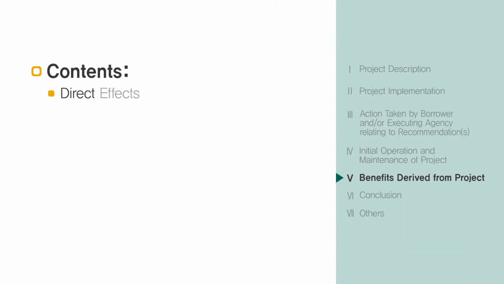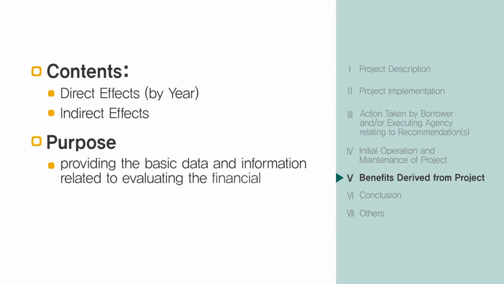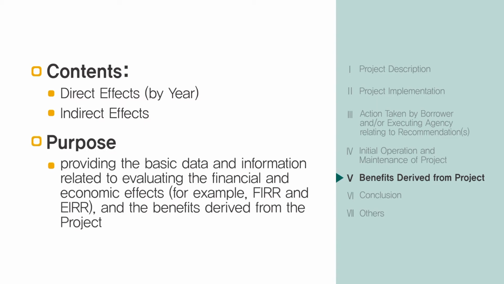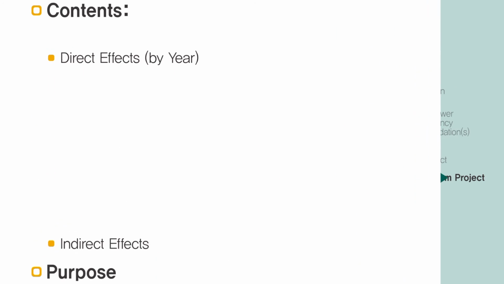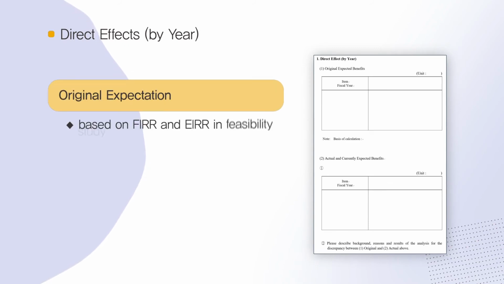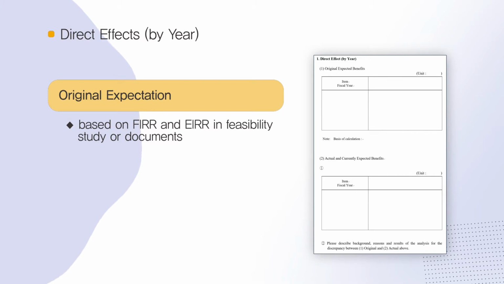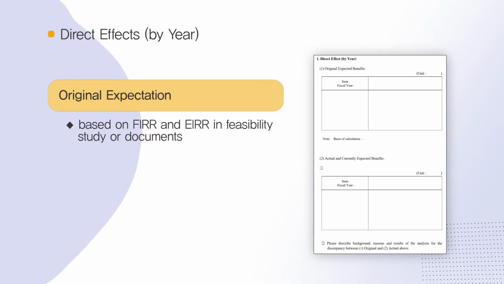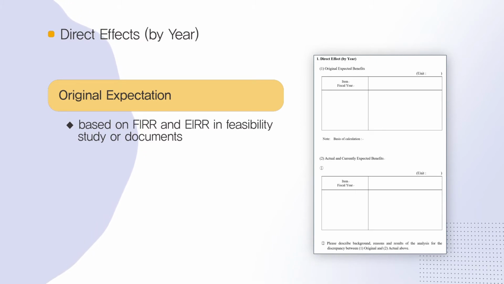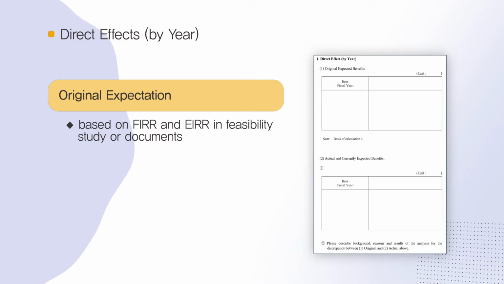This article contains direct and indirect benefits of the project. This section deals with the basic data and information related to evaluating the financial and economic effects, for example, financial internal rate of return and economic internal rate of return, and the benefits derived from the project. Original expectation is based on the financial internal rate of return, FIRR, and the economic internal rate of return, EIRR, done before or at the beginning of the project.